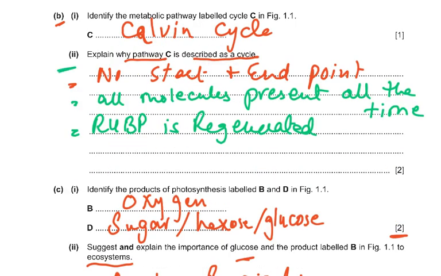Like you'd have a beginning and an end, but here, no, there's a cycle. So all molecules are present all the time. So constantly RuBP is being regenerated and carbon fixed, and the same story keeps on occurring all the time. That's what happens in the Krebs cycle, Calvin cycle. These are the cycles that you study. So no start and end point, all molecules present all the time, and RuBP is regenerated. There's not a start and an end, but it is continuously being recycled. The whole process is occurring again and again.